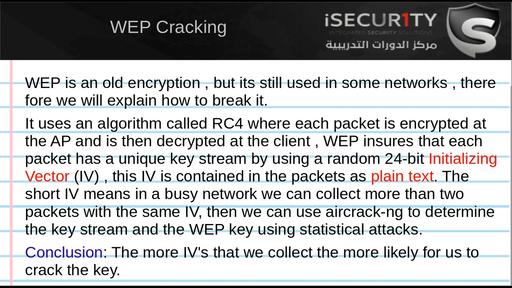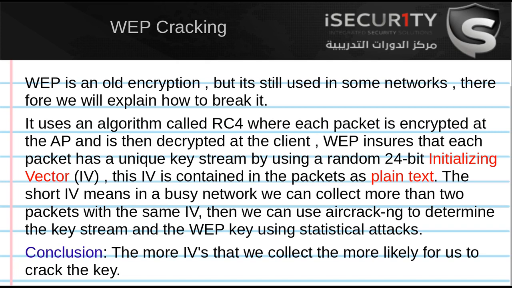So the initialization vector is a 24-bit random key. It's sent into the air in each packet, and it's sent as plain text. In a busy network, we're going to have a very large number of packets. This means that the possibilities of unique IVs will be exhausted, and if we are sniffing all these packets, we will be able to collect two packets that have the same initialization vector. Once we have two packets that have the same initialization vector, aircrack-ng can be used. It will use statistical attacks to determine the key stream, and after that it will be able to determine the WEP key.